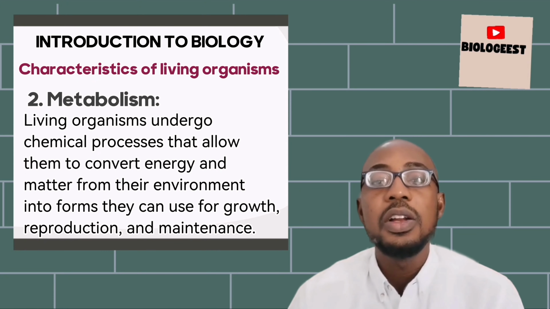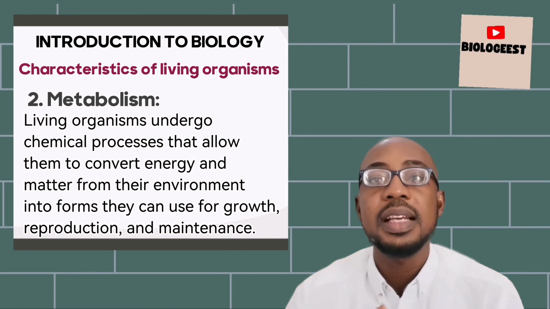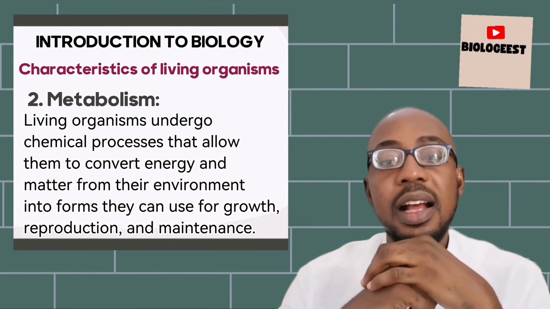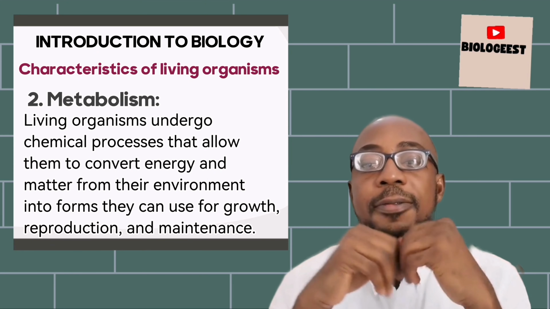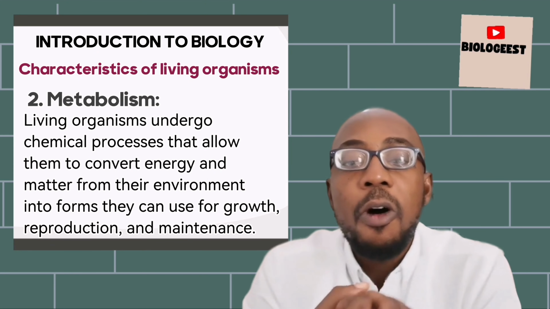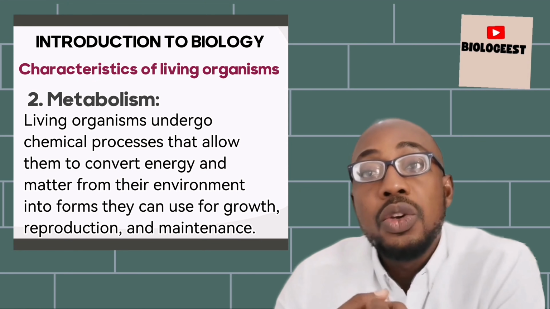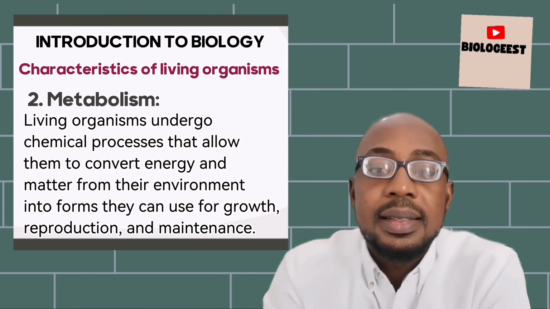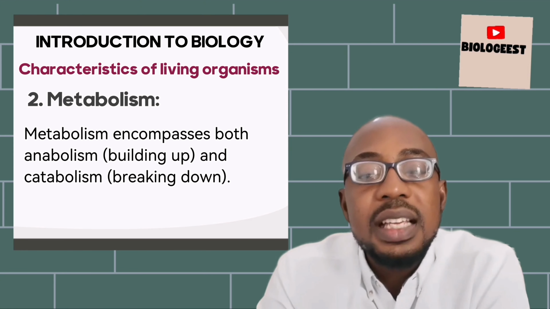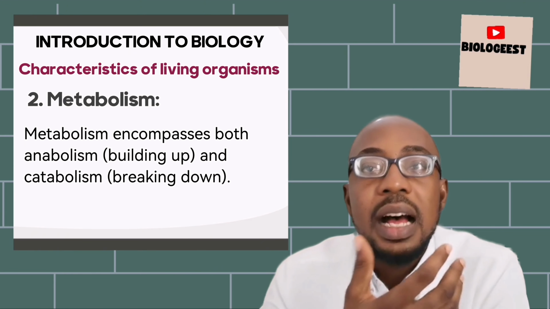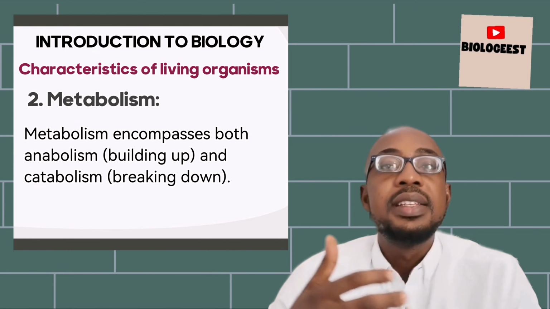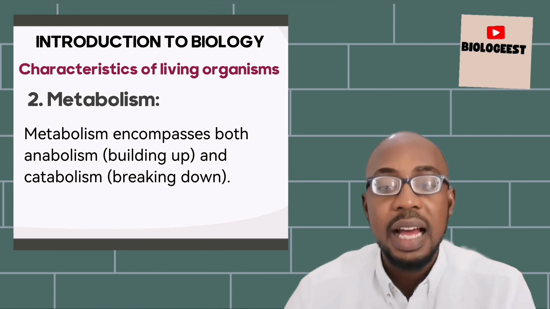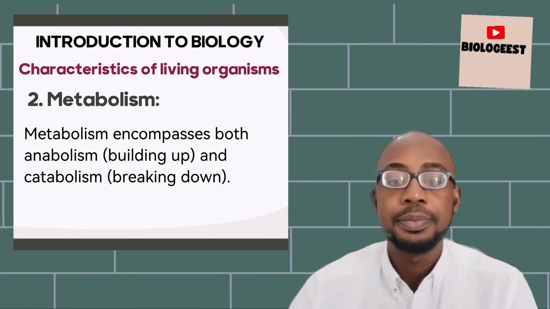The second characteristic is metabolism. Living organisms undergo chemical processes that allow them to convert energy and matter from their environment into forms they can use for growth, reproduction, and maintenance. Metabolism encompasses both anabolism, that is, building up, and catabolism, that is, breaking down.